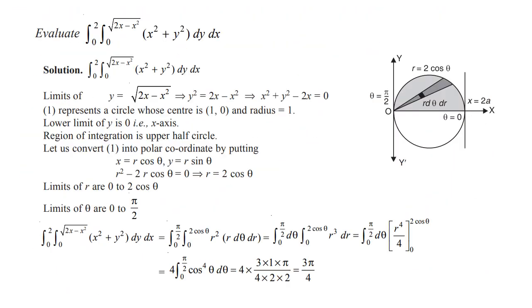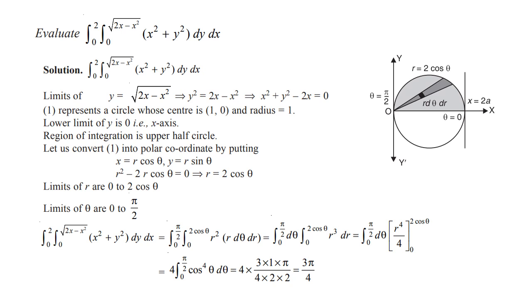Now the next sum is going to be evaluate integral of 0 to 2, 0 to root of 2x minus x square, of x square plus y square dy dx. So in the previous sum, we just converted the polar form into Cartesian form and then we solved it. Here we are going to convert the Cartesian form into polar form and then we are going to solve it. So here they have given the upper and the lower limit with respect to x is 2 and 0, and the upper and the lower limit with respect to y is root of 2x minus x square and 0.